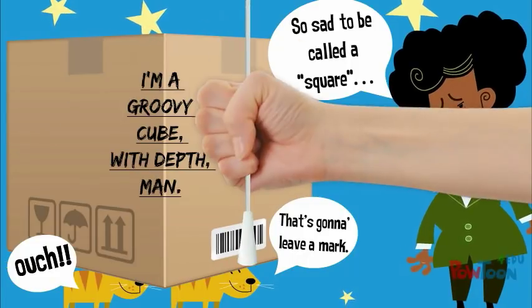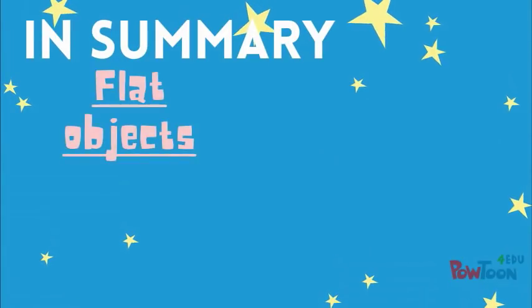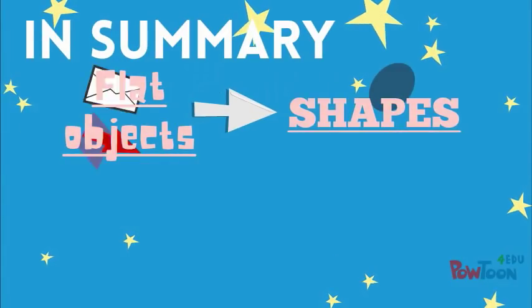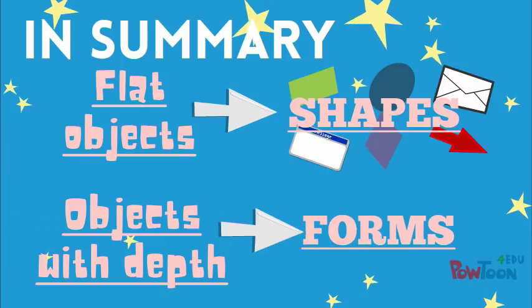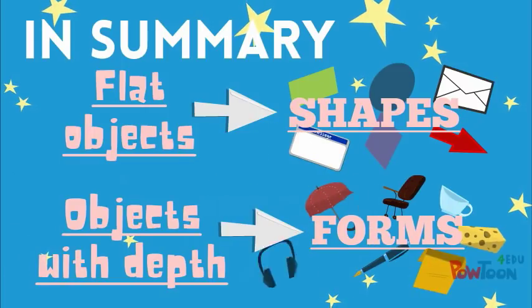In summary, in art, objects that are flat are considered shapes, and objects that have depth are considered forms. Don't make the mistake of mixing the two up.